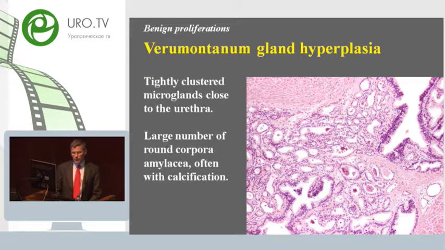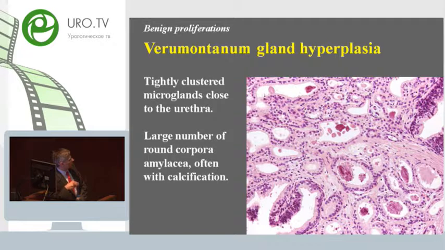And then finally we have verumontanum gland hyperplasia, which is, as you can hear, a proliferation located in the verumontanum area, close to the urethra. This resembles adenosis, but the difference is that you have these brown, orange-brown corpora amylacea, often with calcifications, numerous small corpora amylacea within the glands, almost rust-colored. This is usually not mistaken for cancer, so this is not a big problem.